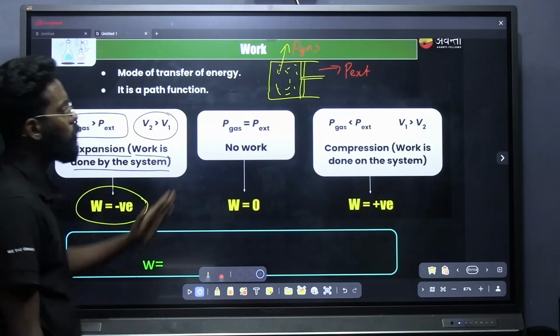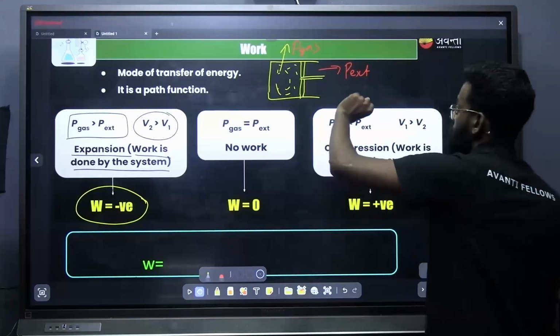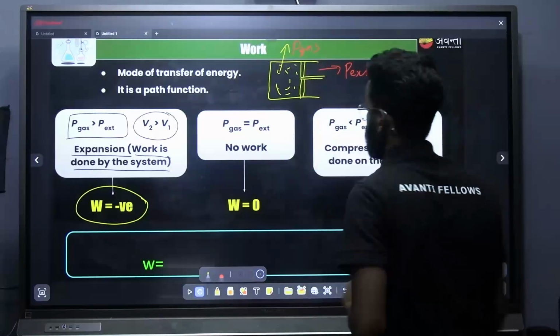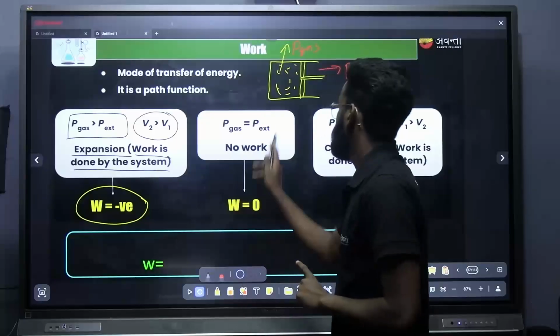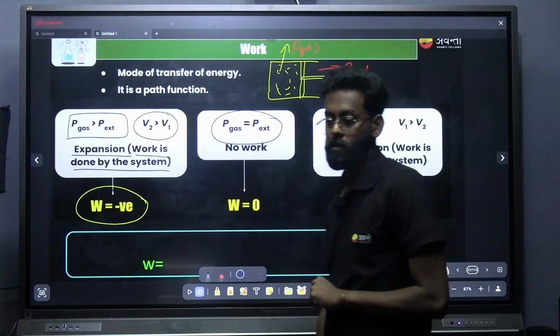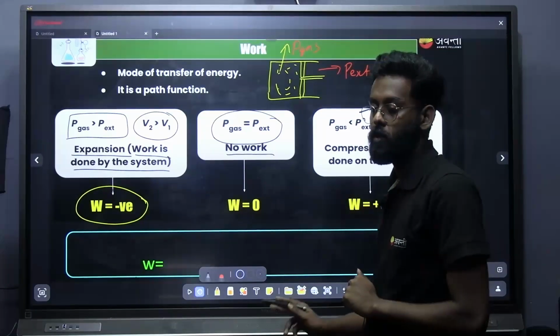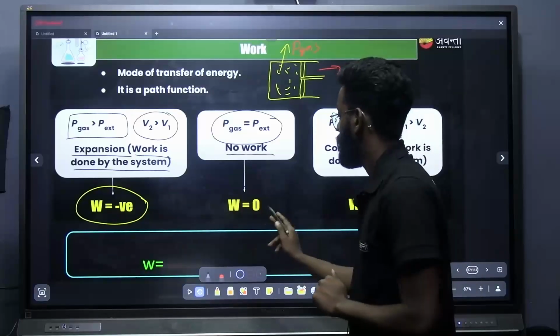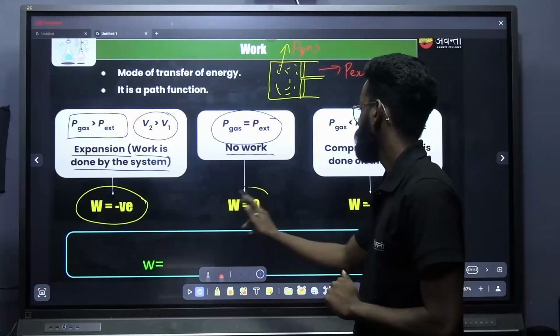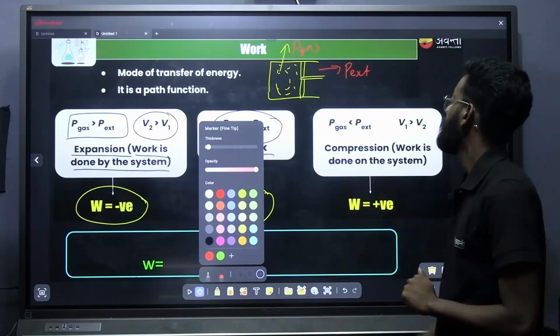Okay. Now at a particular point, what you can see is the piston will stop moving. At that point, I can say the pressure of the gas is equal to the external pressure. In that case, there is no work. Whenever there is no work, W will be 0. Got it?